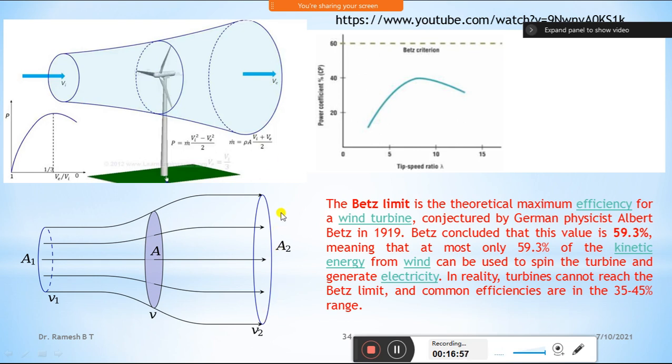So the Betz limit is a theoretical maximum efficiency. It is related to the maximum efficiency of the wind turbine, which is 59.3%. But in reality the turbine cannot reach the Betz limit, because it is very high. The actual efficiency of a turbine is between 35 and 45%. It may be 30%, 35%, or 40%. That is the maximum. It cannot reach the Betz limit of 59.3%. Clear? So it is the conversion of kinetic energy into electric energy, and that efficiency of 59.3% is given by Betz.